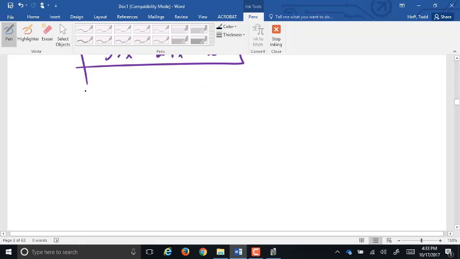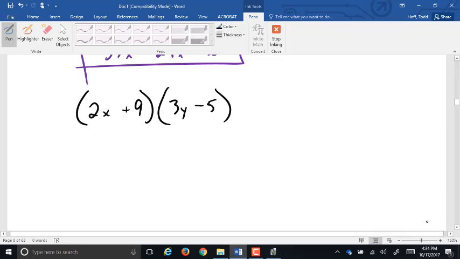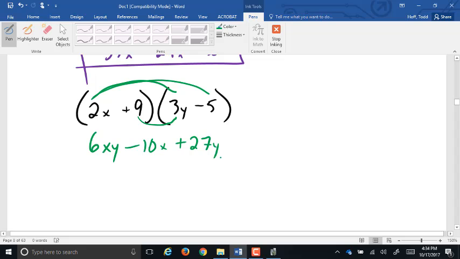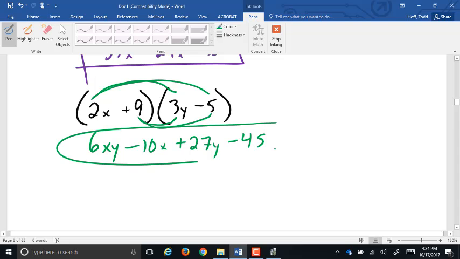Okay, let's do another one. 2x plus 9 and 3y minus 5. Let me try that one quick. So 2x times 3y, 6xy. 2x times negative 5, minus 10x. Then we go to 9 times 3y, positive 27y. So put a plus in front of it. 9 times negative 5, minus 45 or negative 45, either way.